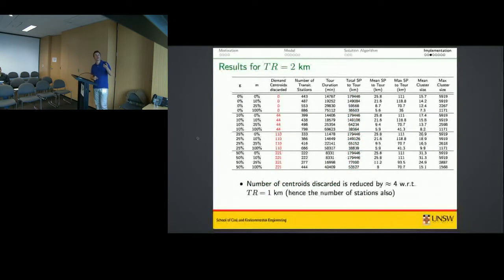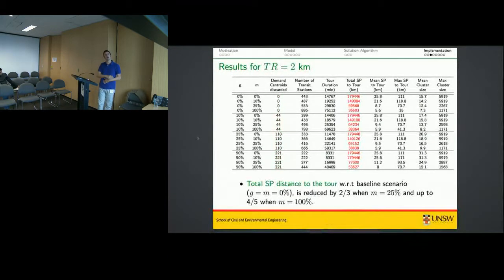The first results were for the first transit range, 1 kilometer. These ones are for when we doubled the transit range. If we compare to what we obtained previously, the number of demand centroids discarded is reduced by 4. So we now have far fewer stations to introduce, because the assignment range is bigger, the transit range is bigger, and that will help to smoothen things a little. Basically, this time, the total distance to the shortest route is reduced by 2/3 when M is about a quarter, and up to 4/5 when M is doubled, is 100. So the number of stations is doubled.